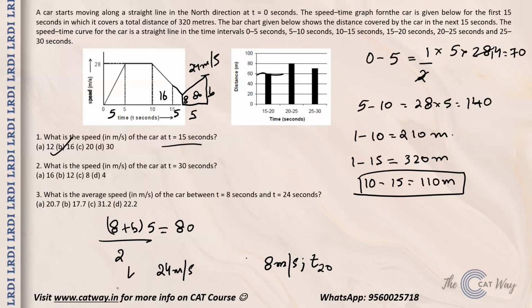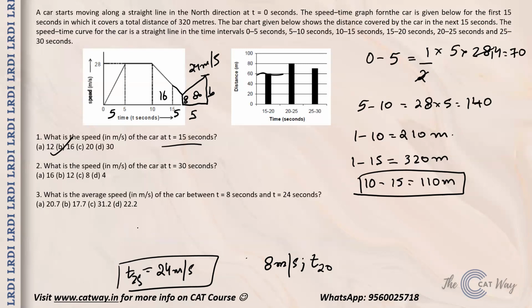So at time 25, the speed is given. Now what does it tell you? That in the next 5 seconds, the car covered 70 meters, right? So the car has covered 70 meters. That means again there was a dip in the speed.